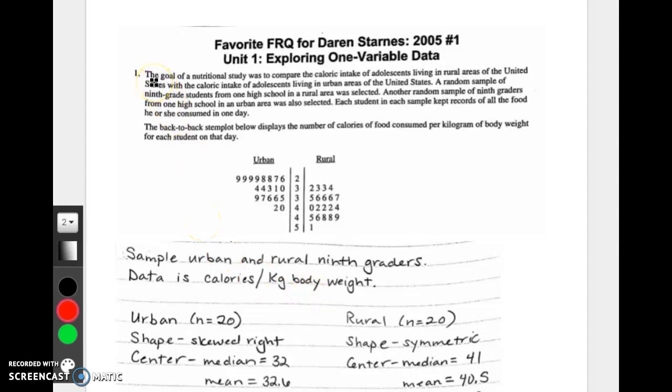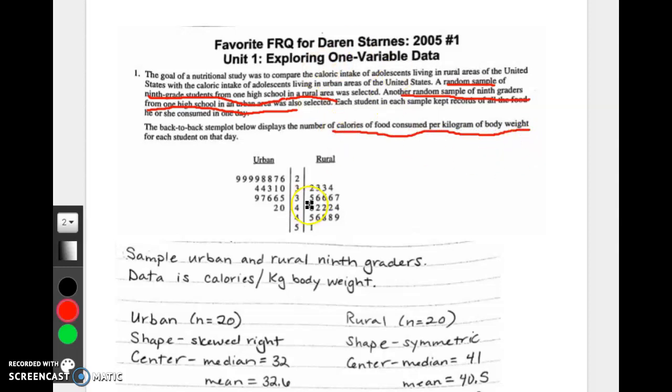So when I started reading, I said the goal of a nutritional study was to compare the caloric intake of adolescents living in rural areas in the United States with caloric intake of adolescents living in urban areas of the United States. A random sample of 9th graders from one high school in a rural area was selected, and then another random sample from another high school was selected. Each student in the sample kept records of all food he or she consumed in one day. A back-to-back stem plot displays the number of calories of food consumed per kilogram of body weight. I'm going to underline that also because that's important.